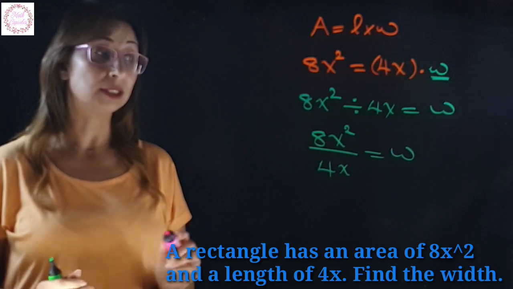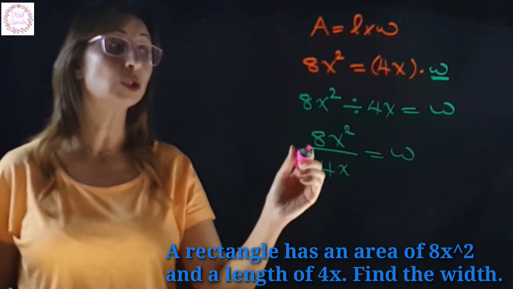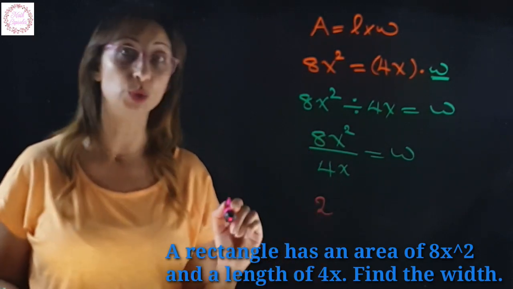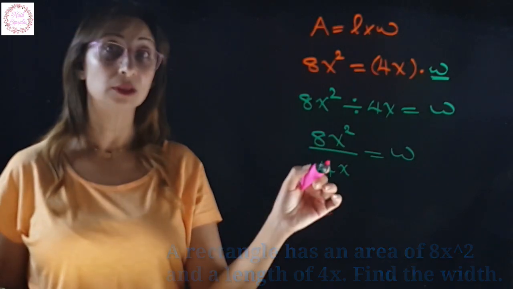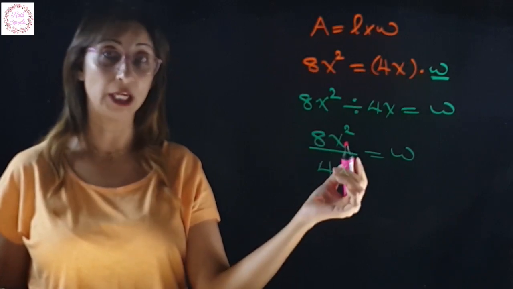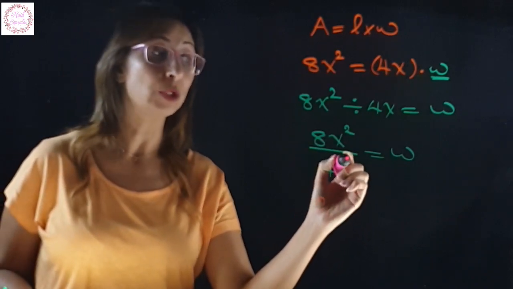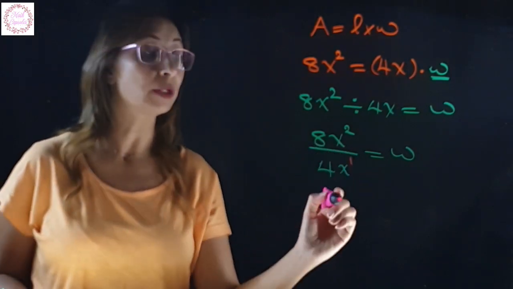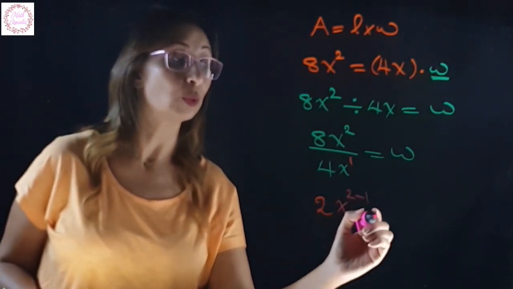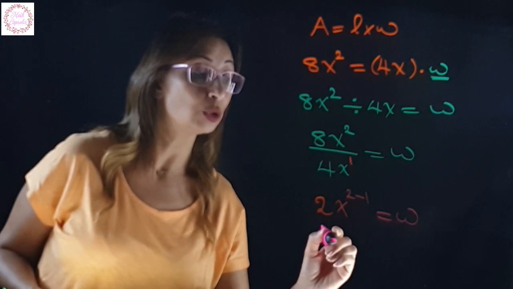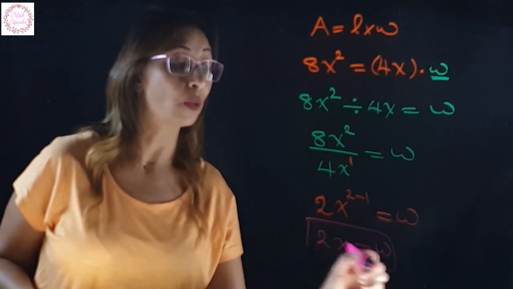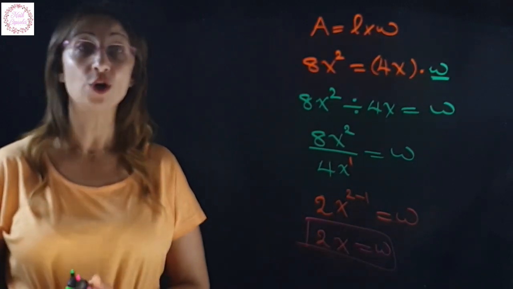So what do we do to get this? We're going to divide the coefficients first. So we divide 8 by 4. This will be equal to 2. Then for the variables, for the same base, we will subtract the powers. Instead of adding in multiplication, we subtract in division. So we know that the coefficient of x here is 1. So we're going to write x to the power of 2 minus 1, and 2 minus 1 is 1, I will not write it. So w, or the width, is 2x. This is the answer for this example.